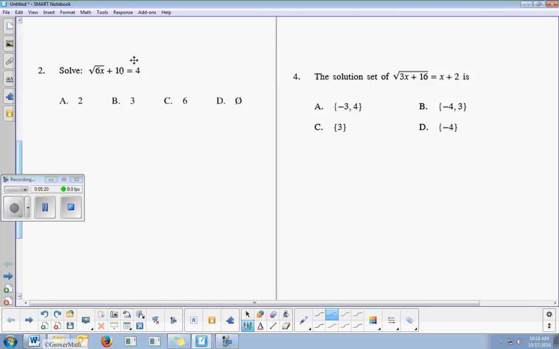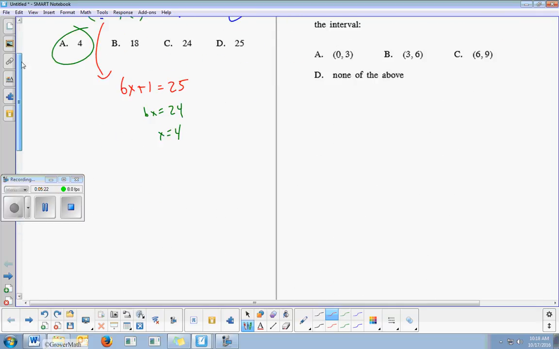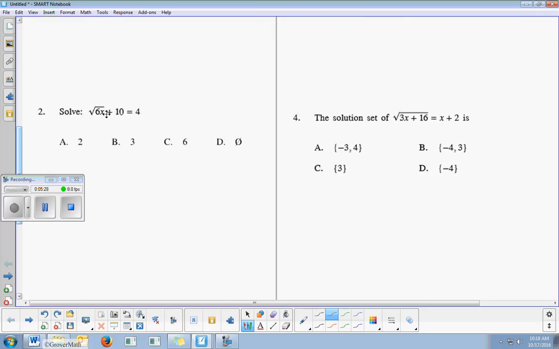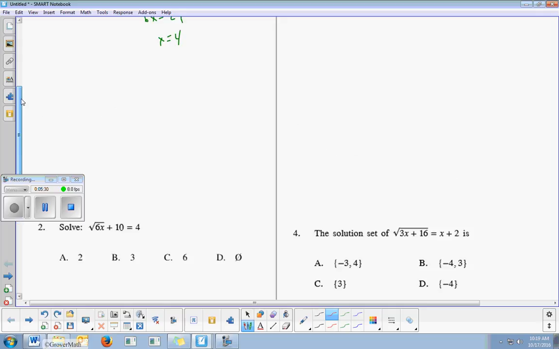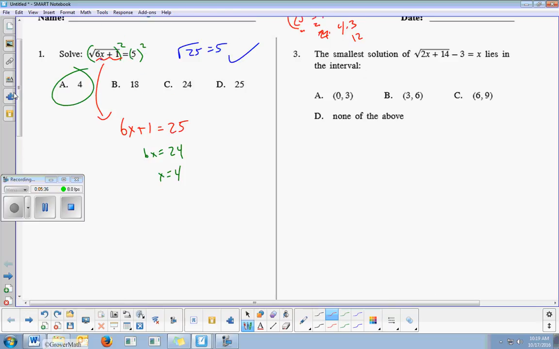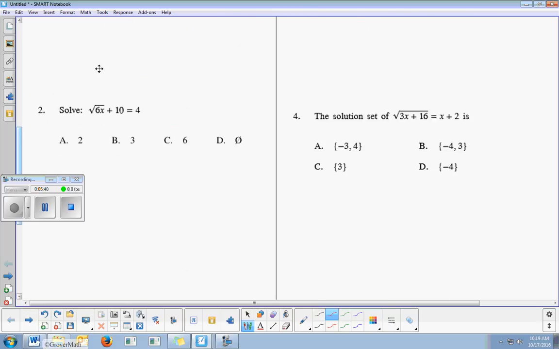Number 2, the difference between number 1 and number 2 is that in number 1 everything on the left side is under the square root. But here, that's not the case. And just as when we solved the last one, I had to subtract 1 before I divided by 6, there is a proper order of things. We don't want to square both sides until the radical is isolated. So a lot of times the first step is to isolate the radical. And so that's what we want to do first.